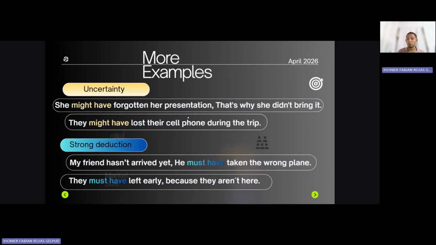The next is strong deduction. Must have, or a strong deduction. We use it when logic or evidence makes us almost certain of what's happened. For example, my friend hasn't arrived yet. He must have taken the wrong plane, or they must have left early because they aren't here.